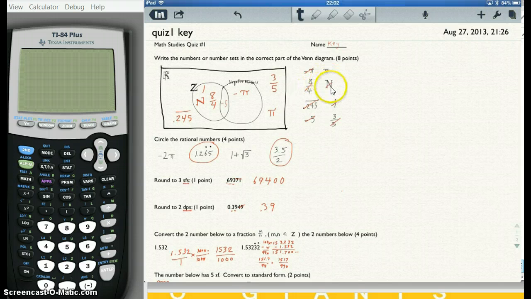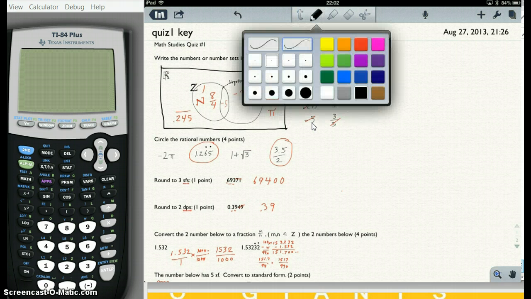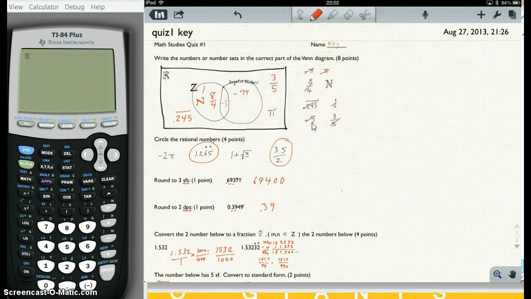And N would be the set of natural numbers, which is the numbers from 0, 1, 2, 3 on up, the whole numbers. And there's 0.245 repeating, and there's the number 1 and the fraction 3/5 and -5. Okay, so I'm just going to mark on here, for us to remember, that 8/4 is the same as 2, so I'll put 2 there.